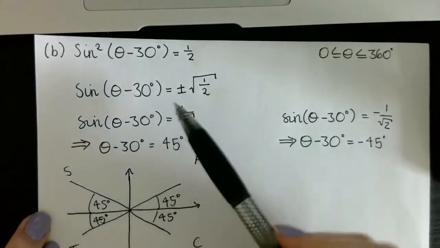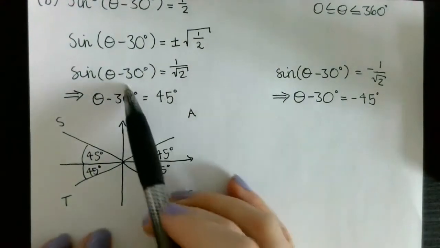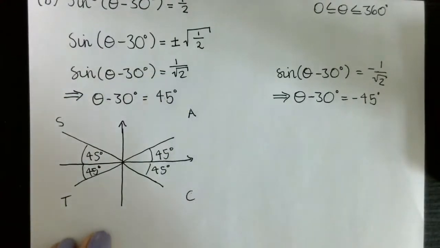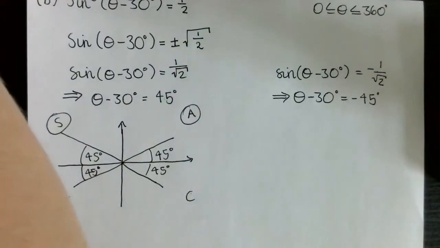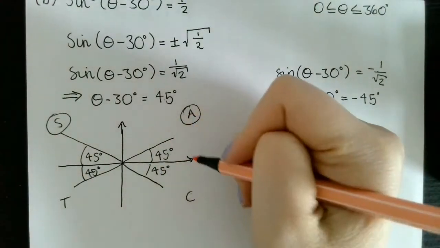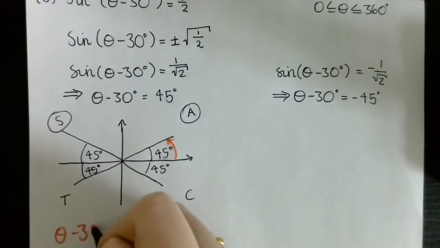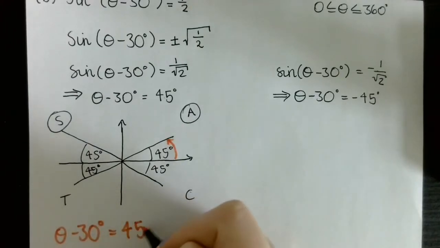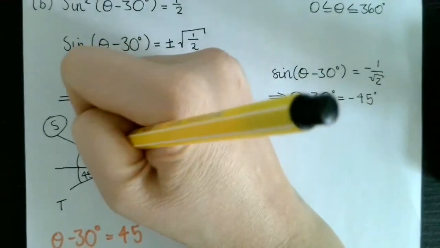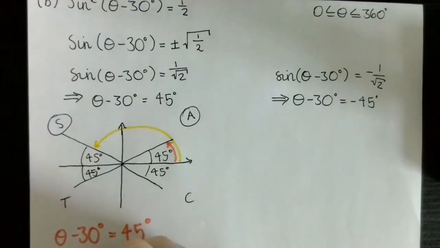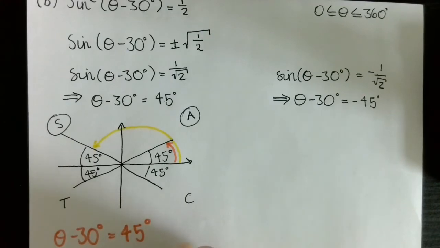And we're interested in when sine of theta is positive, because sine of theta minus 30 is positive 1/√2. So we're looking at the top two here. So starting in that positive direction, we've got theta minus 30 is equal to 45. And then going round again, we get theta minus 30 is equal to 135.